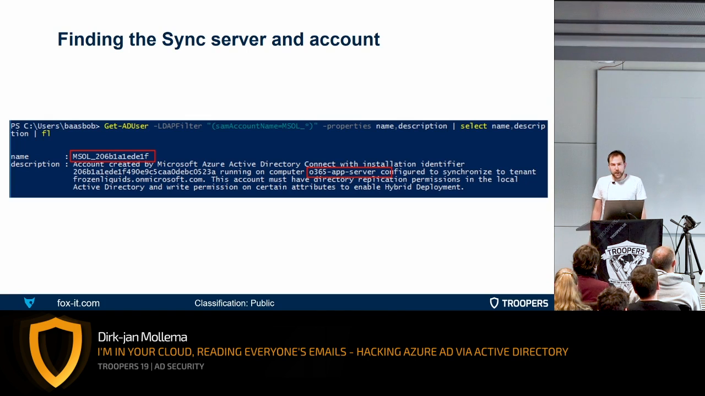So how do we actually find where the Azure AD Connect tool is installed? Well, when you create it, a user gets created in Active Directory, which has the MSOL_ prefix, and it nicely mentions in the description on which server you're installing it. So if you look at this in LDAP, then you can in most cases just find the server it is running on. Then you know that if you compromise that server, you very likely can compromise Active Directory as well.